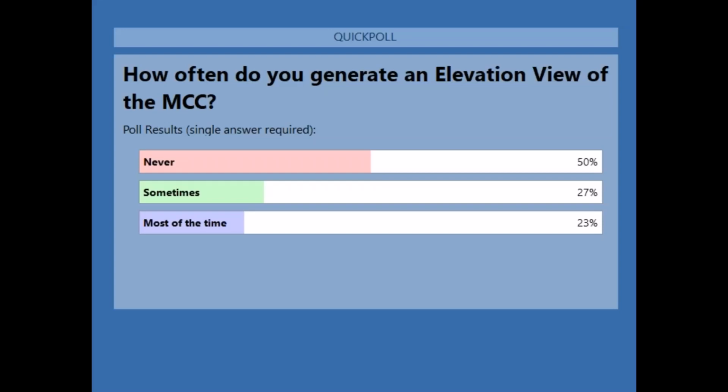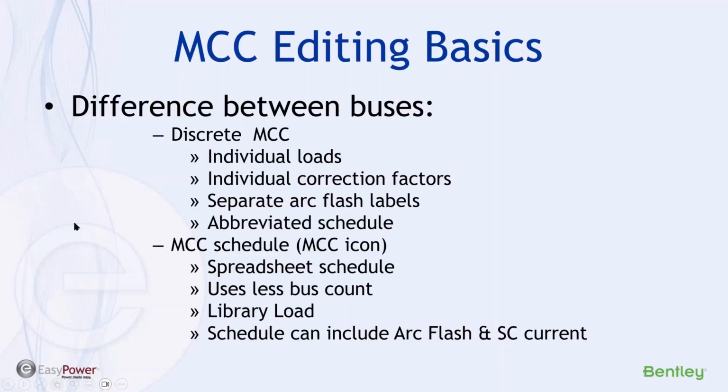Okay, let's jump into the details here. As I mentioned, what I'm going to be doing is comparing the differences between the bus orientation and the schedule implementation of motor control centers. And as you kind of point out, the individual loads give you better visibility on the one line. It allows individual correction factors. Although you can do it in an MCC schedule, it's a little bit more buried, if you will.